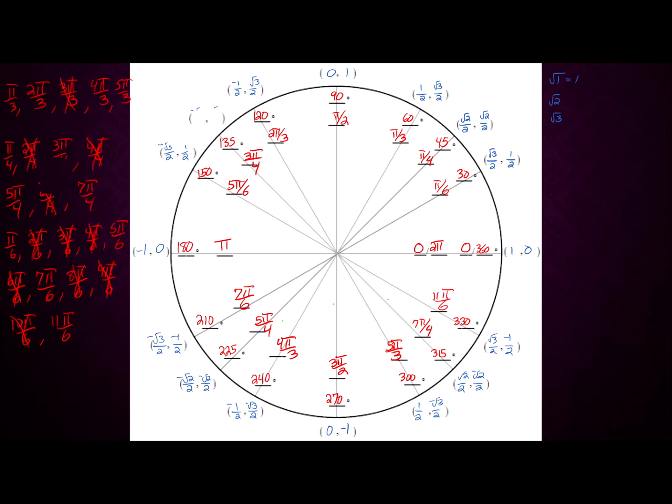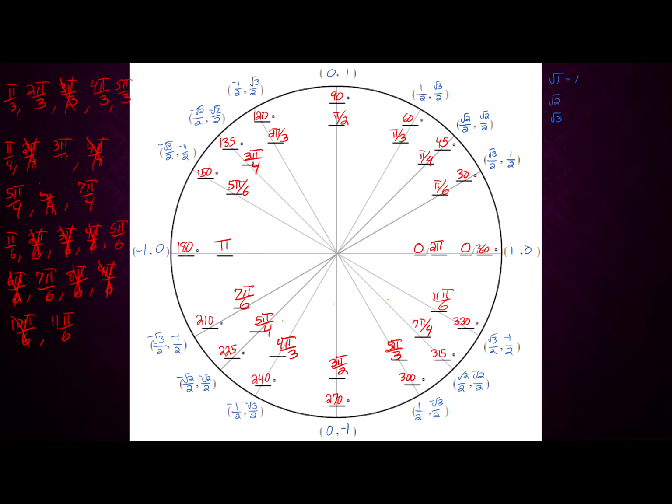Oh, I seem to have noticed quadrant 2 got a little messed up there. That's a little weird. So it's root 2 over 2's there. Both of them are negative. Root 3 over 2 there. Anyway, so that's our unit circle.